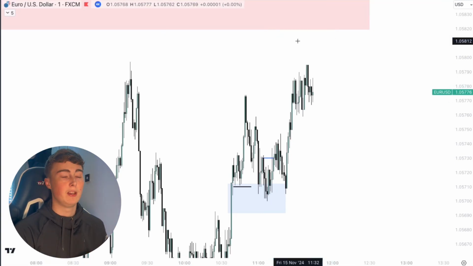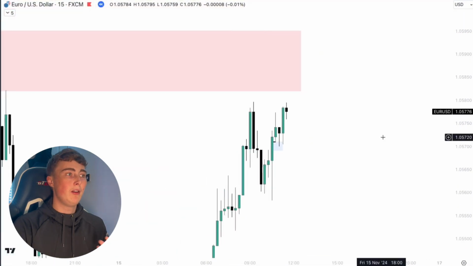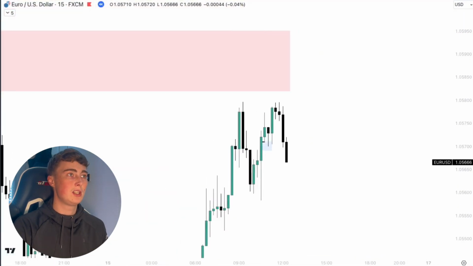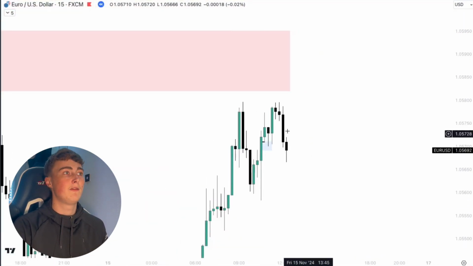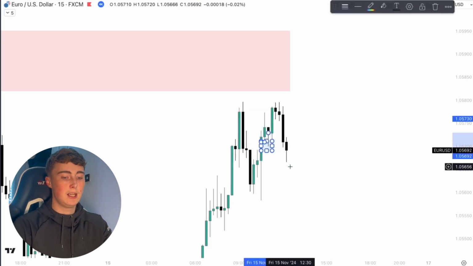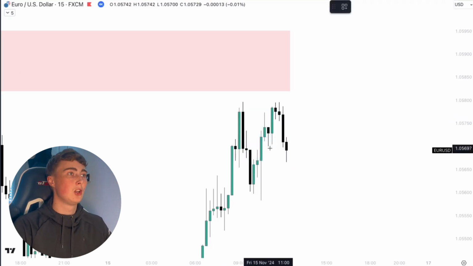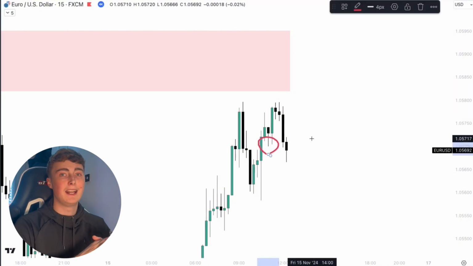And this is what I used to think before I was profitable. But now if we go ahead and let this play out, you'll see that this fails, right? This idea fails and price returns back into the range. And we actually end up taking out this low here that we was expecting to hold to the target. It was these kinds of trades that I used to get caught up in and end up losing.